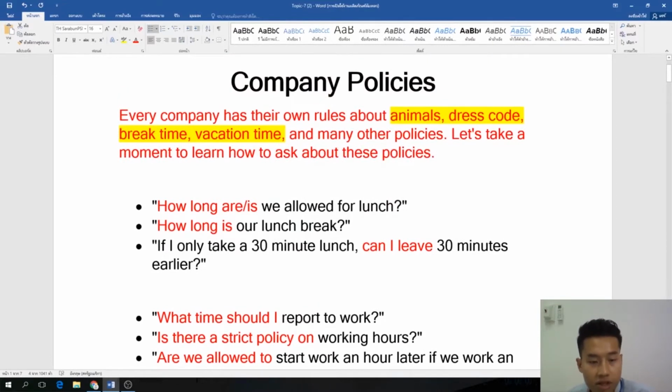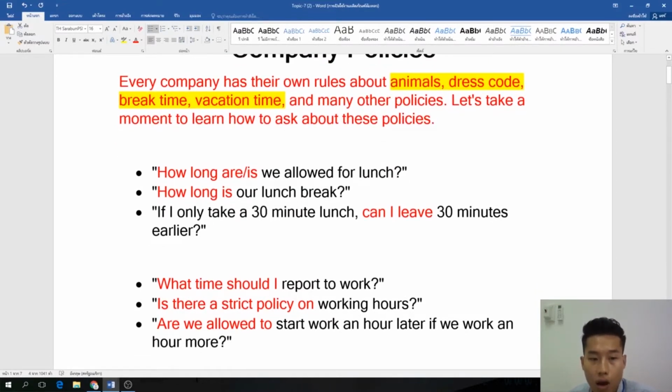So let's go with the first one here. How long are we allowed for lunch? Okay, this one is very important. How long is or how long are? If you want to use are, make sure it is with we, they, and I. Only two and you here. How long is she, he, it here? Just memorize this one, very important.